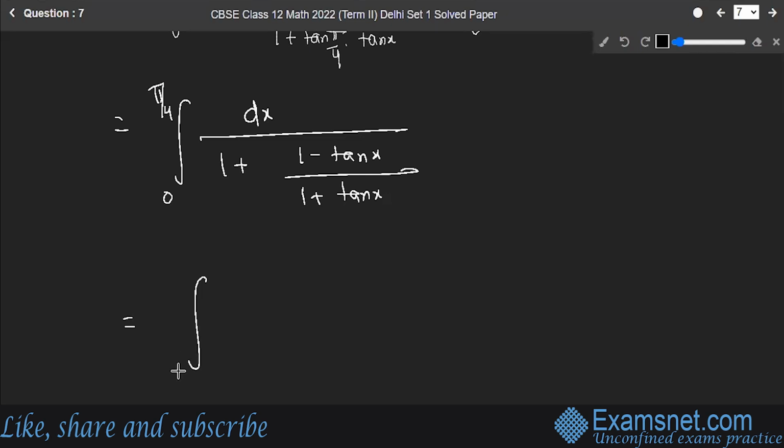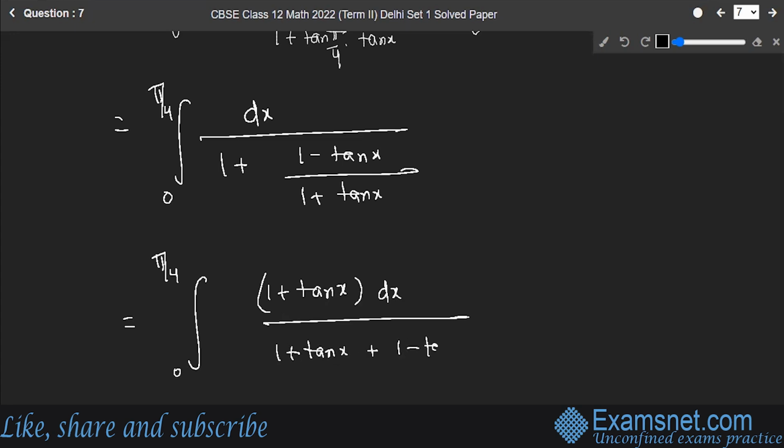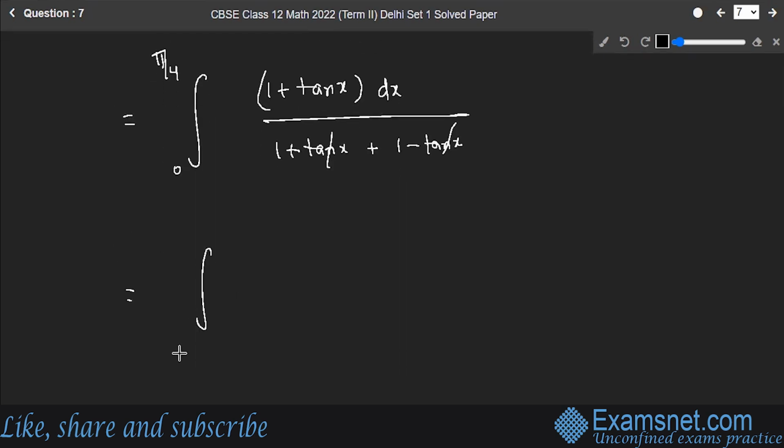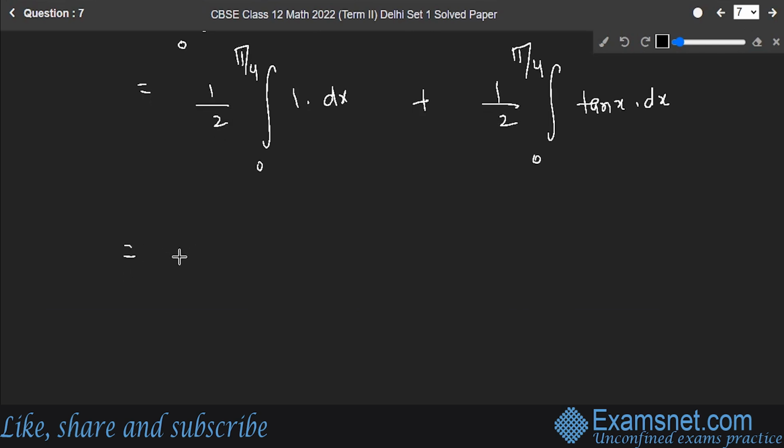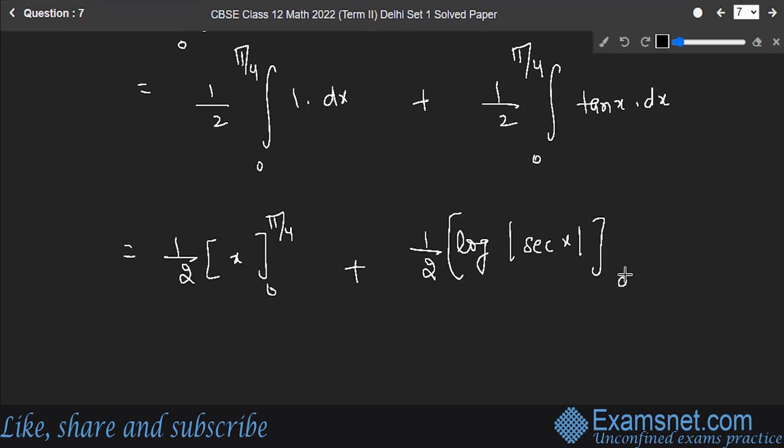Let's take the LCM. Integral 0 to pi by 4, that will be 1 plus tangent x dx, and the denominator will have 1 plus tangent x plus 1 minus tangent x. So this will be equal to integral 0 to pi by 4, 1 plus tangent of x upon 2 into dx, right? So I'll take the 1 by 2 outside. Now this is pretty easy. 1 by 2 integral 0 to pi by 4 of 1 into dx plus 1 by 2 integral tangent x dx, limits 0 to pi by 4. So this is equal to 1 by 2 x from 0 to pi by 4 plus 1 by 2 into log of secant x from 0 to pi by 4. Hope you got till here. Right, now let's fill in the limits.